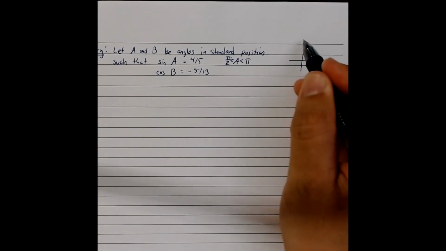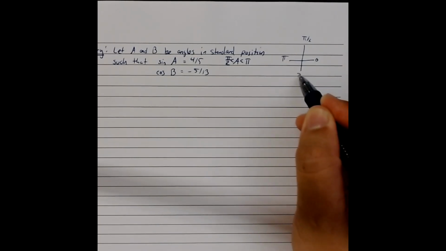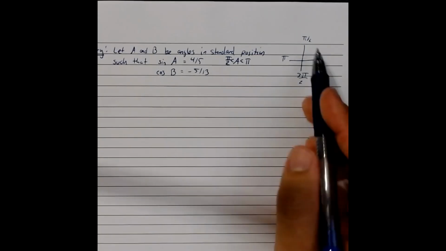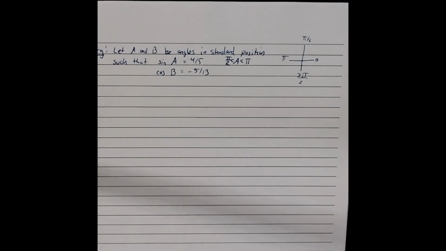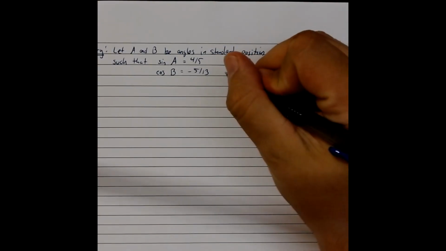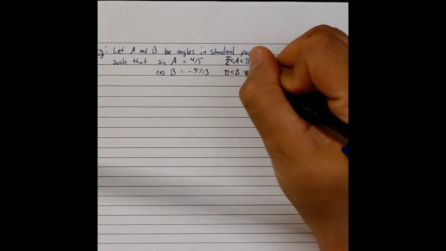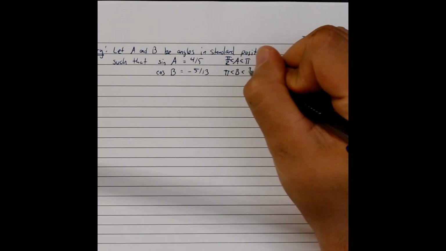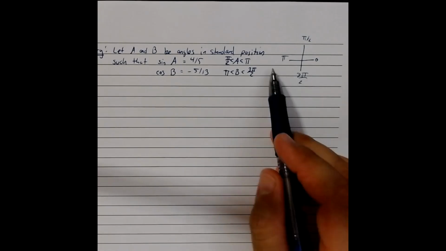The angle 0, the angle pi over 2, the angle pi, the angle 3 pi over 2. If it's between pi over 2 and pi, that means it's over here in the second quadrant. You're also told that the angle B is somewhere between the angle pi and the angle 3 pi over 2, meaning it's over here in quadrant number 3.